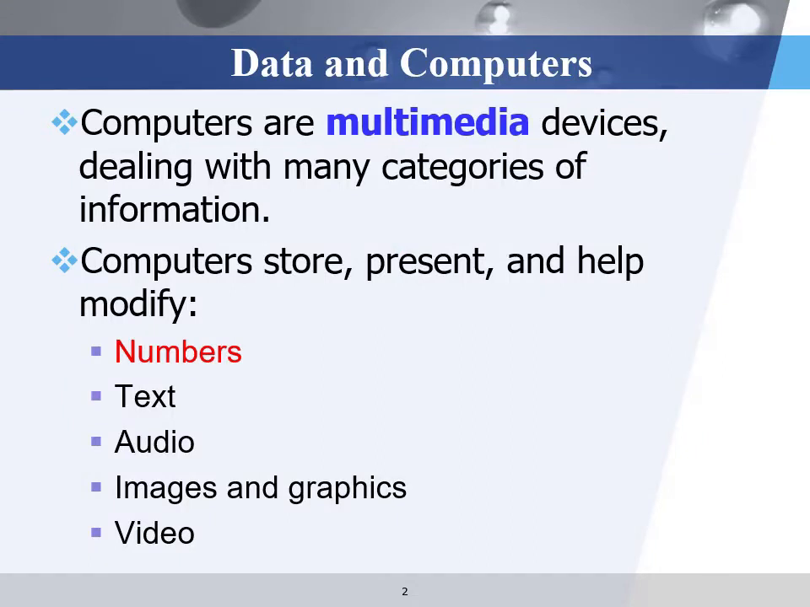Modern computers are multimedia computers, meaning that computers can handle different types of media data, like numbers, text, audio, video, and images. So in order to process these different types of data, you have to represent the data and store the data in the computer. So in this lecture, we are going to study how to represent numbers first.